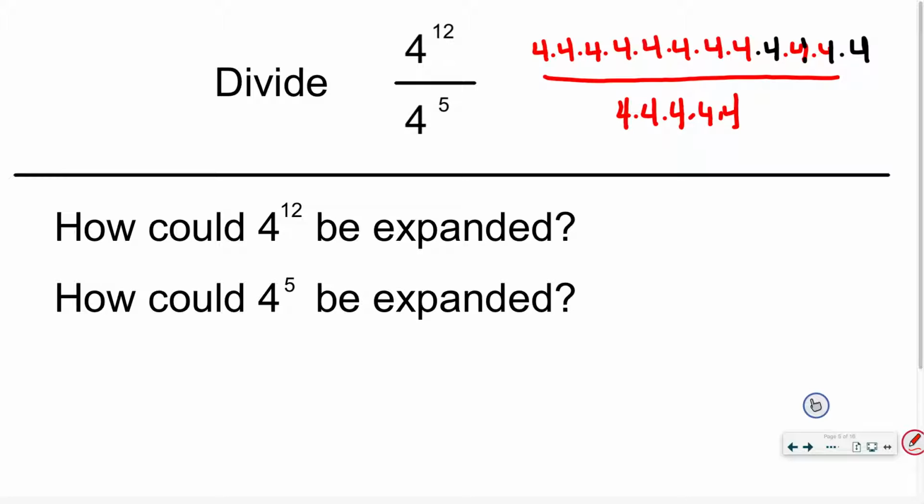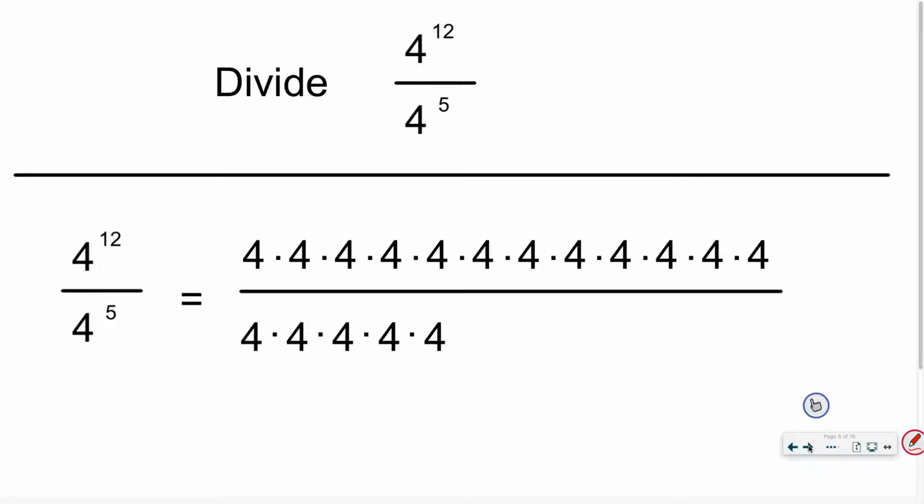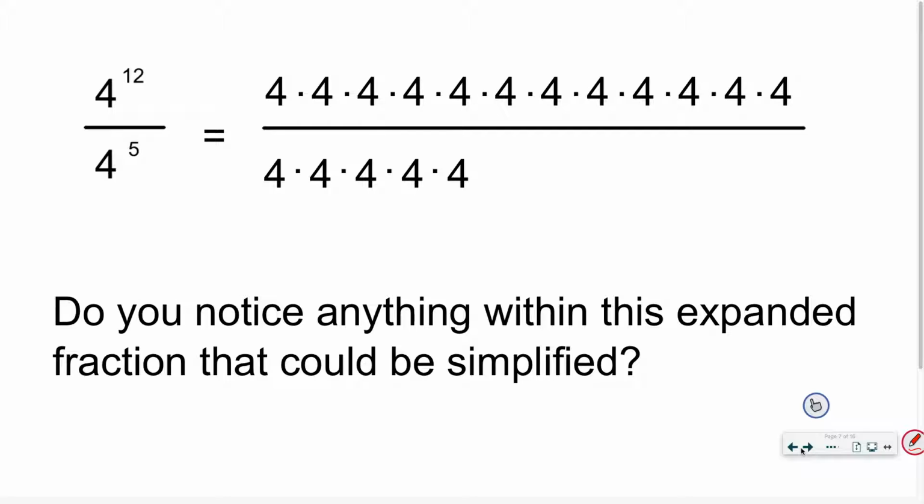If we expanded this division problem, which yes, it is a fraction, but we know that fractions represent division, this is what we have right now. So looking at when we have it broken out, and we want to focus primarily right now on the broken out expression, 4 to the 12th over 4 to the 5th, do you notice anything that can be simplified?